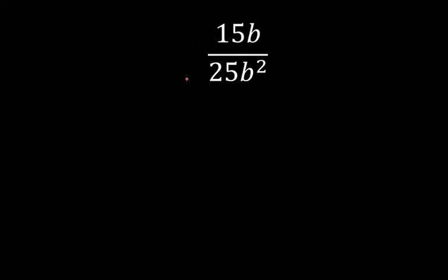Okay, another type of rational expression could be a monomial being divided by another monomial. So a single term polynomial divided by another single term polynomial. So once again, we want to see, are there any factors that are in common in the numerator and denominator? So I factor out this 15b to be 3 times 5 times b, and this numerator I factor to be 5 times 5 times b.